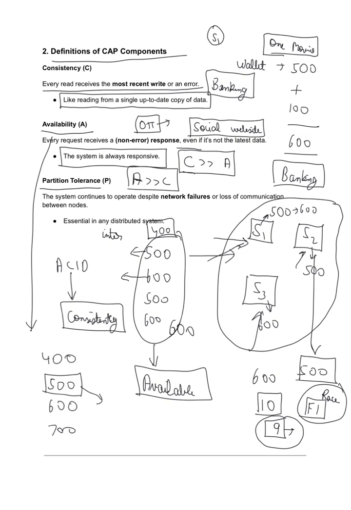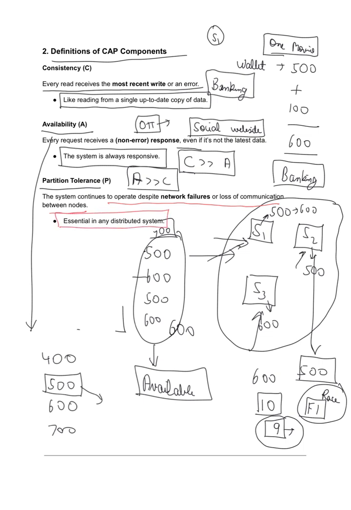It is asked a lot of times and people remain confused also. What is consistency? What is partition tolerance? Partition tolerance says that the system continues to operate despite network failures or loss of communication between the nodes. And it is very essential in the distributed system. So that means your system continues to operate.